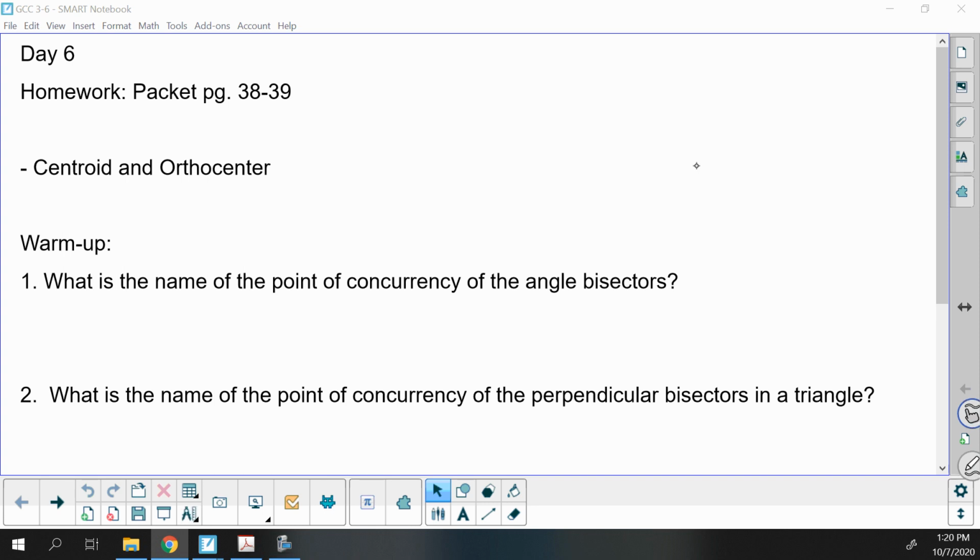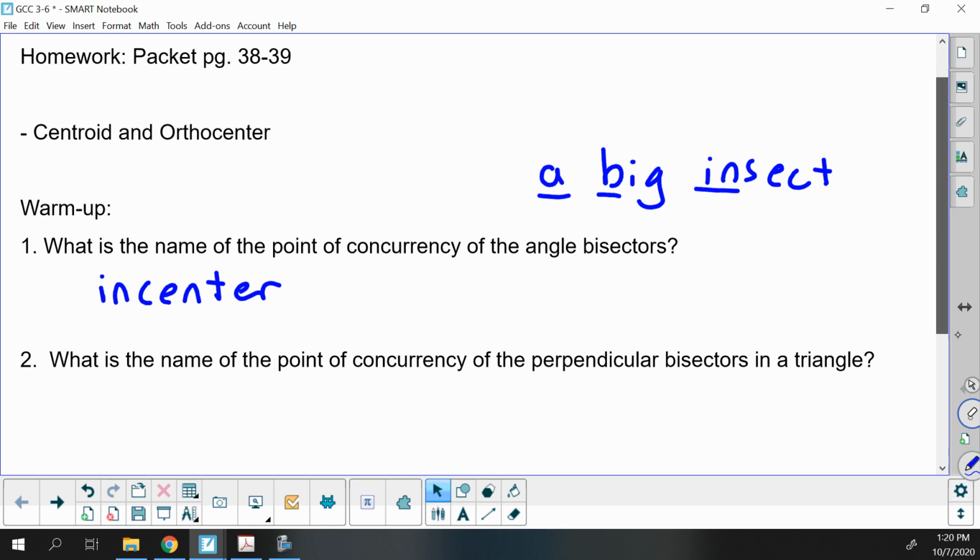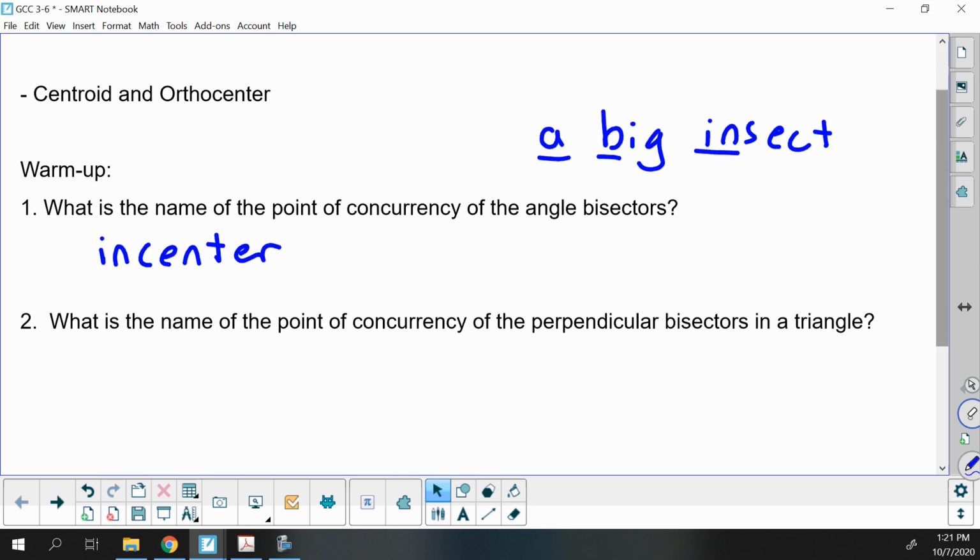All right, so point of concurrency means where they all cross. So when your angle bisectors all cross, they cross at the incenter. And a little phrase to help remember that: a big insect. So AB for a big, think angle bisector, and then the "in" for incenter. The incenter is the center of the circle that hits all of the sides of the triangle. Our point of concurrency for the perpendicular bisectors is the circumcenter.